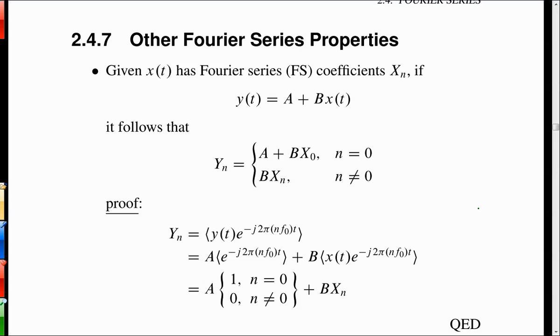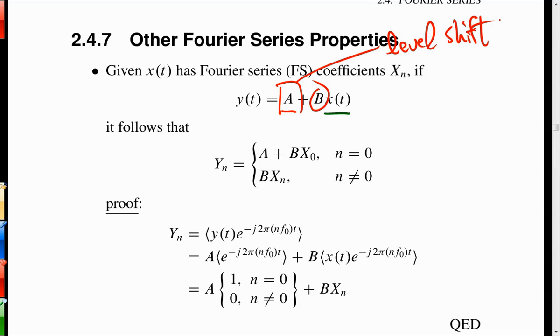So this tells you, and this is a dual to theorems that are in the Fourier transform domain, that if you know the Fourier coefficients for this signal x of t, and y of t has just been scaled by b and level shifted by a. I call this the level shift. What do the Fourier coefficients look like for y?